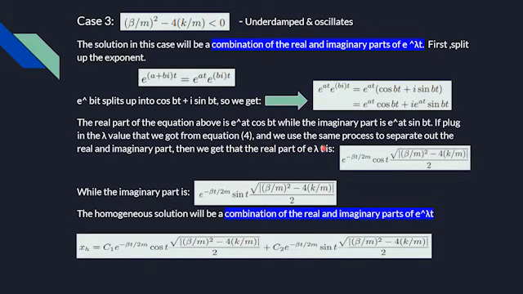And we use the same process to separate out the real and imaginary parts. Then we get the real part of exponential lambda t like this, while the imaginary part is like this. Then the homogeneous solution will be a combination of the real and imaginary parts of exponential lambda t. Like so, this is the final equation.